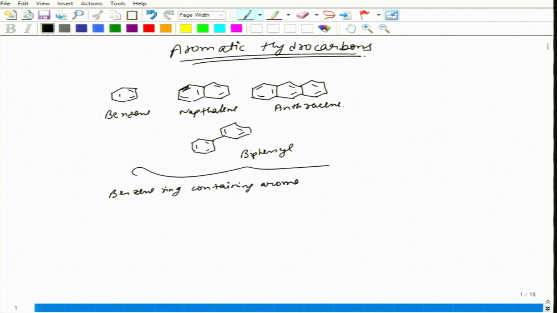So, these kinds of aromatic hydrocarbons in which the benzene ring is repeating, benzene ring containing aromatic compounds, are called benzenoids. Benzenoid structure, this is called.